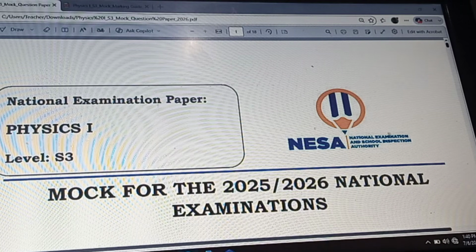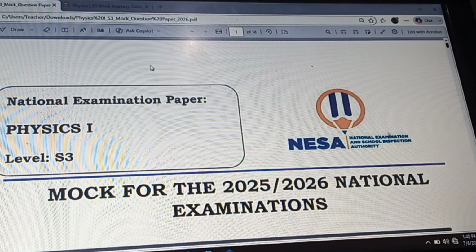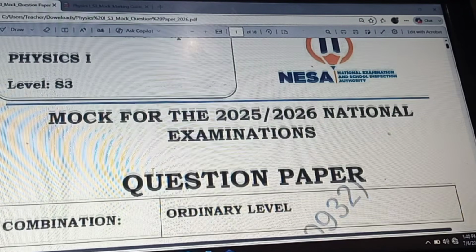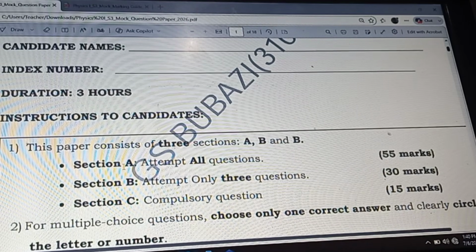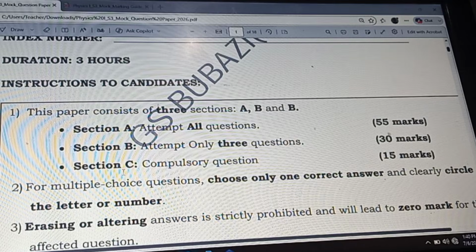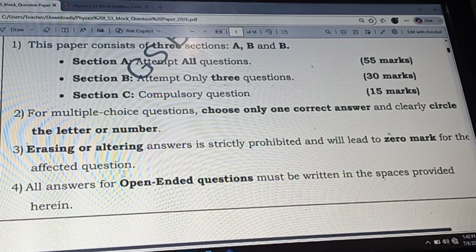Today's lesson we are going to correct the Senior 3 Physics mock for the 2025-2026 National Examination. We will go through each question one by one, explain the correct answer and discuss. Whether you are preparing for your national examination, this video will help you. Let's continue with the instructions to the candidate. Make sure you read these instructions carefully before you start your national examination.